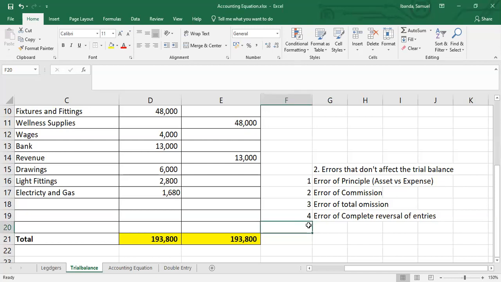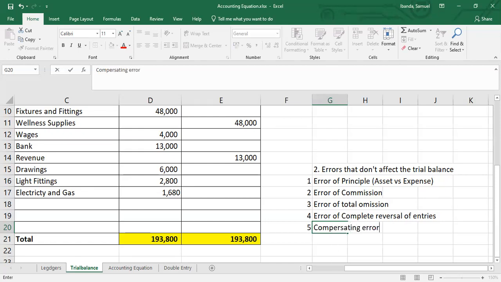You get it? And then we have another error that you need to also understand here. It's called compensating error. Sorry, it doesn't have an R. It is called compensating error. Now, this is a situation where you make an error and then you make another error that compensates for the earlier error. You get it? You make an error that compensates for an earlier error. I'm going to give you an example.